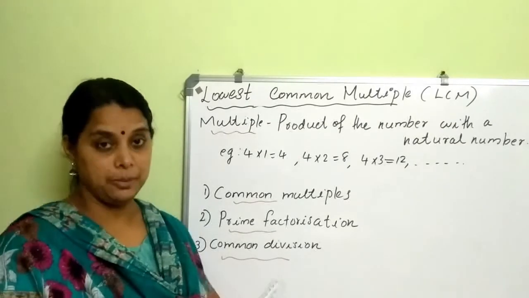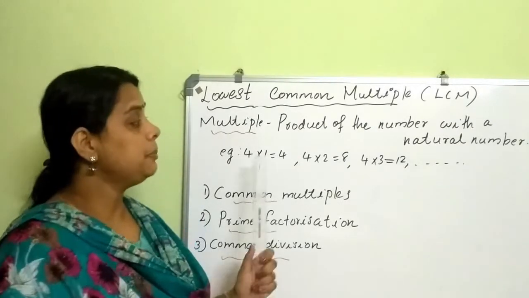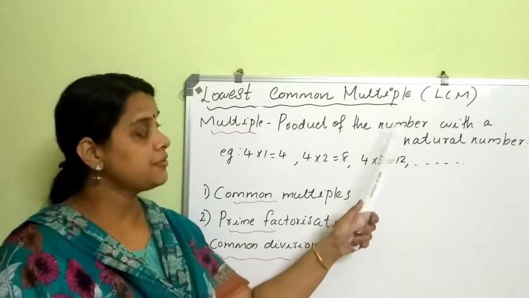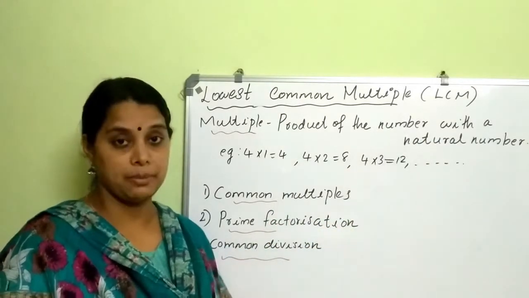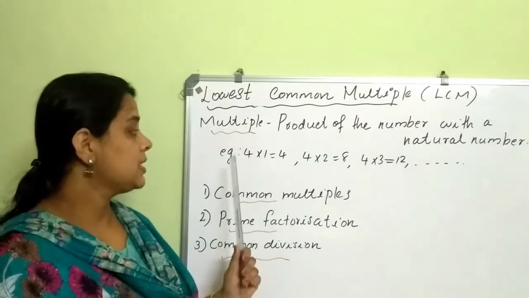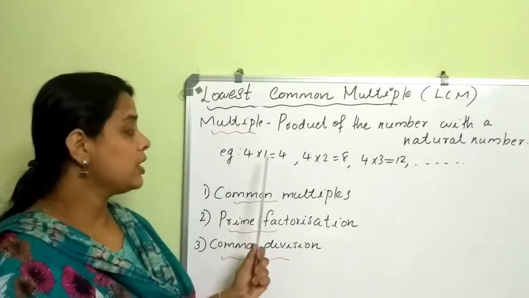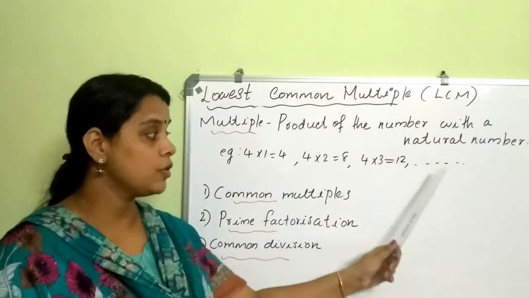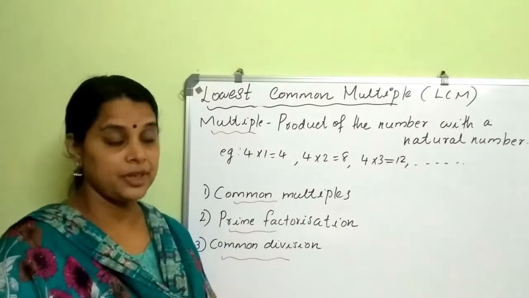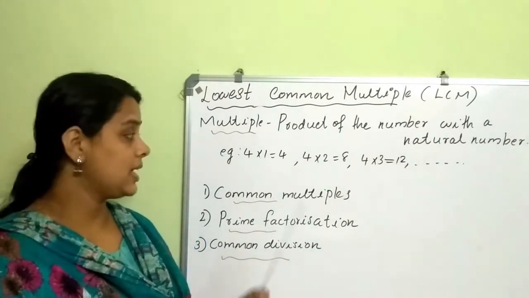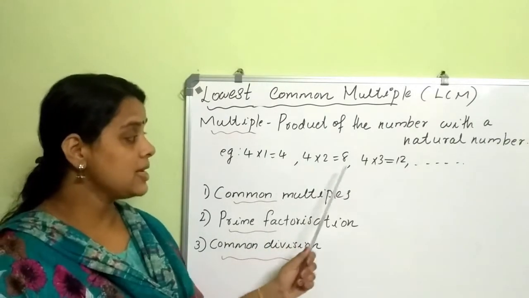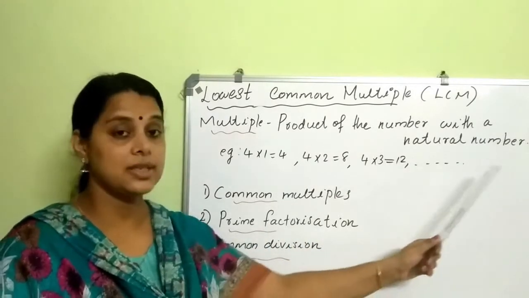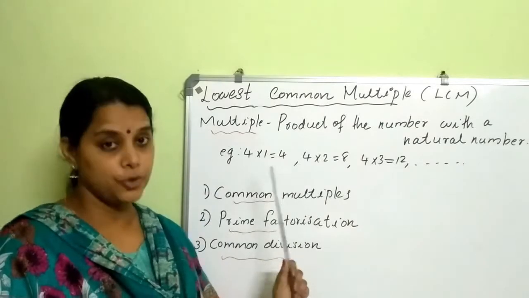What is a multiple? A multiple is the product of a number with a natural number. See this example. 4 into 1 is 4, we know. 4 2s are 8, 4 3s are 12, 4 4s are 16, etc. So we can say 4, 8, 12, 16, etc. are the multiples of 4.